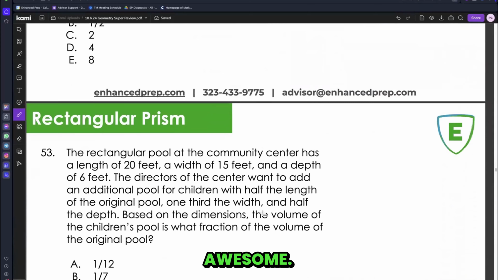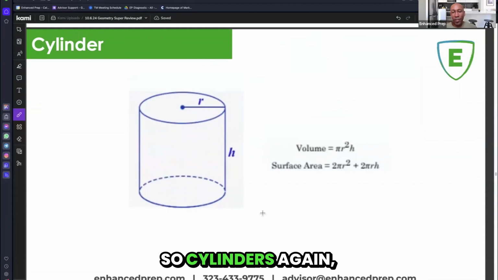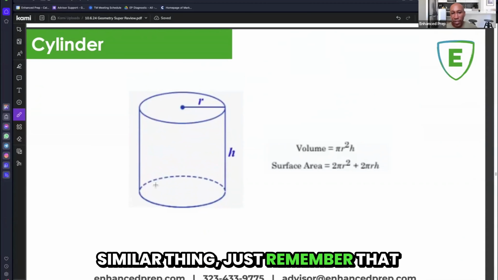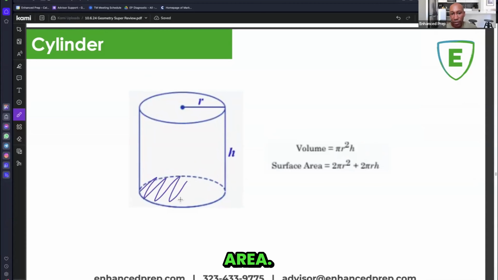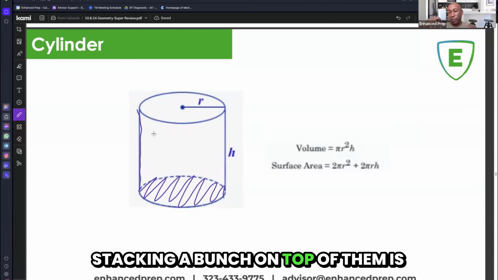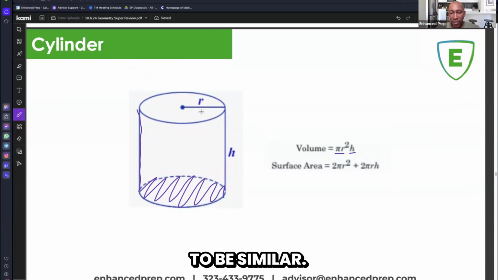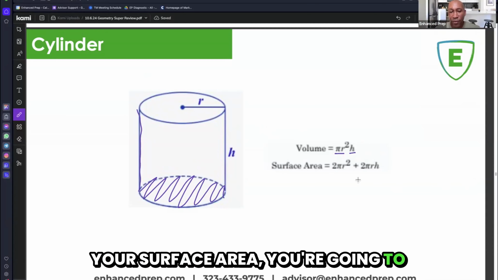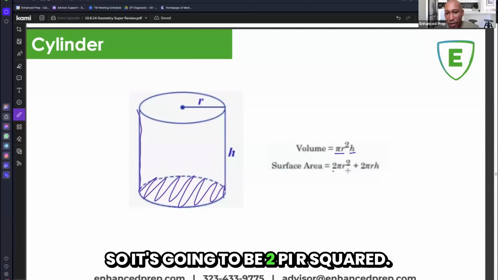Okay. Awesome. Let's check out cylinders. So cylinders, again, similar thing. Just remember that the volume of a cylinder is going to be your surface area times your height, because you're basically just taking a circle and stacking a bunch of them on top of each other. It's a way to kind of think about it. So pi r squared times your height. And then your surface area is going to be similar. You're going to have the area of your circle, and you're going to have 2 of those. So it's going to be 2 pi r squared.